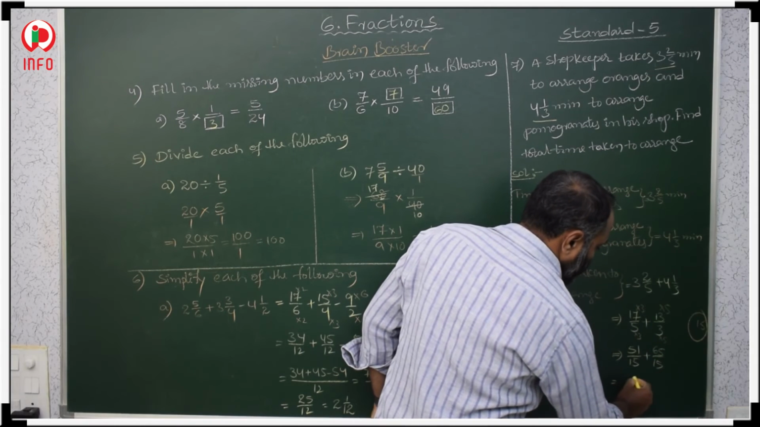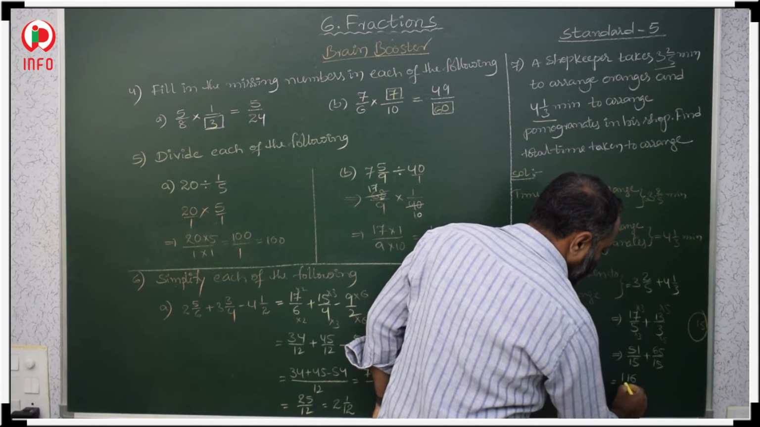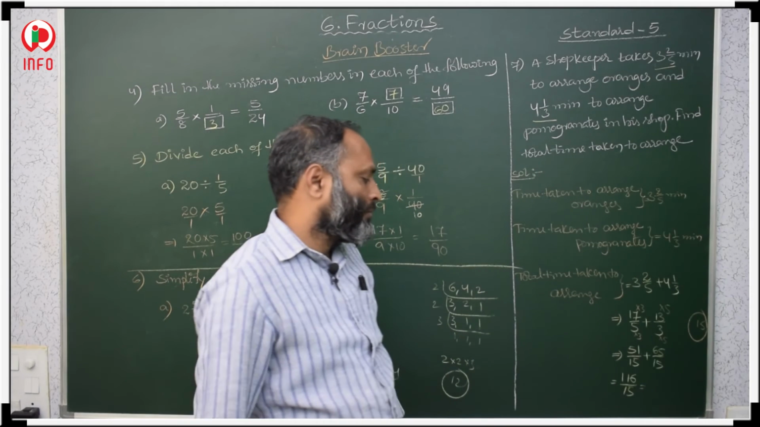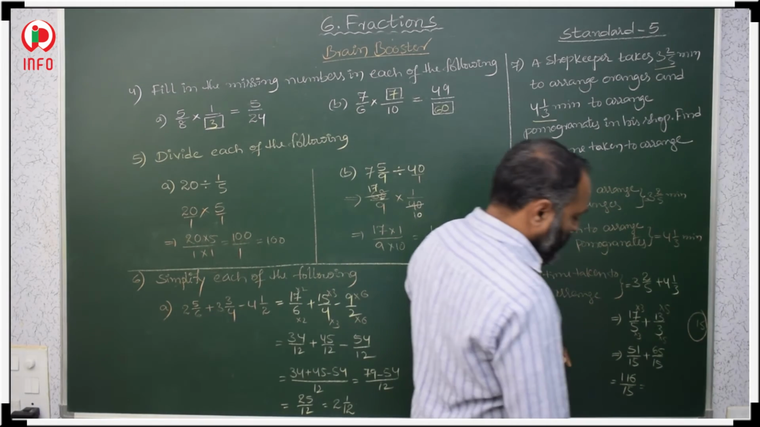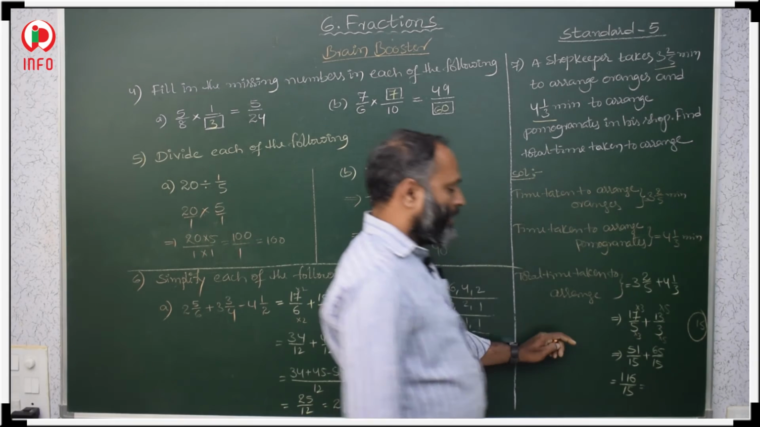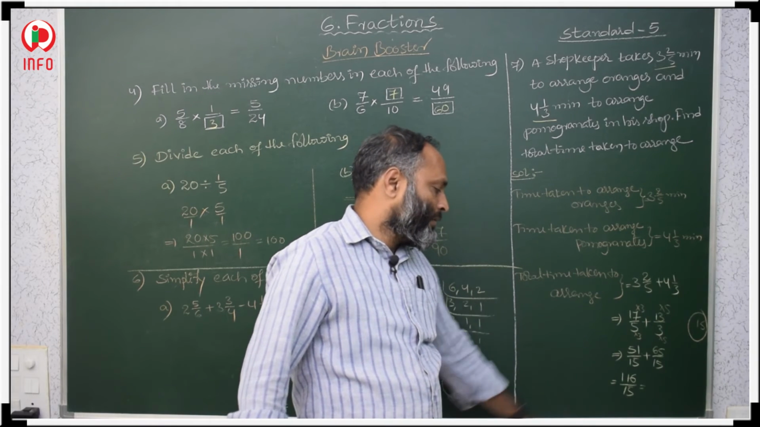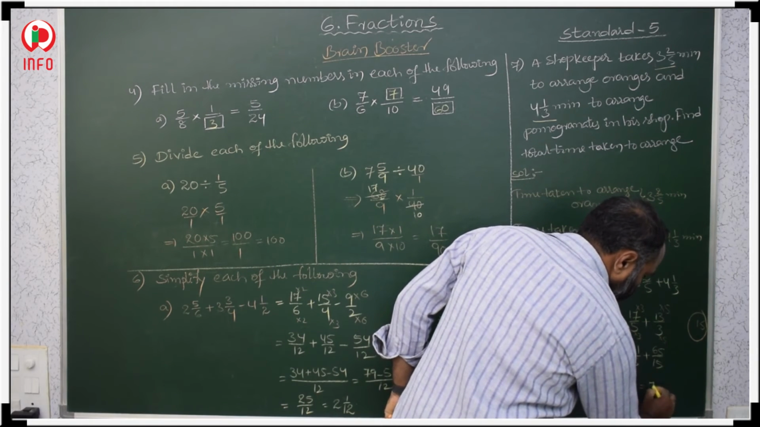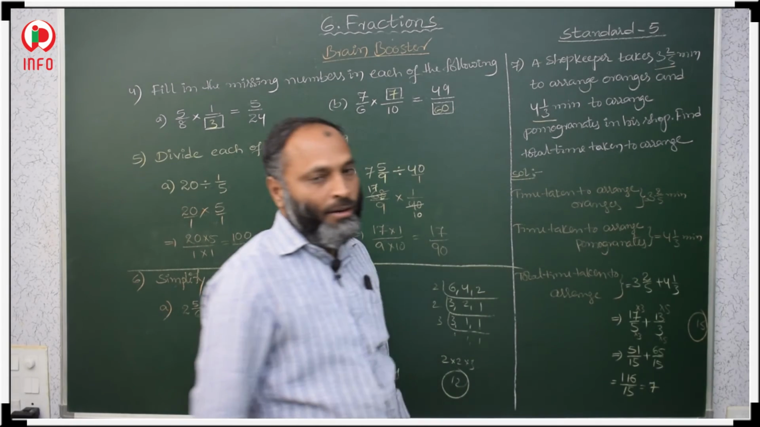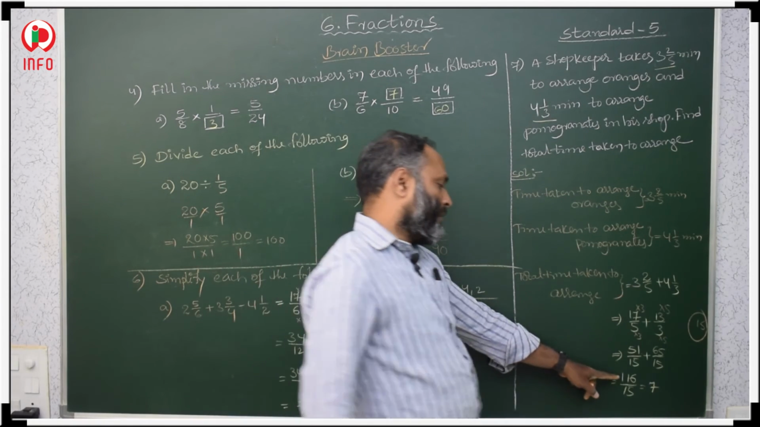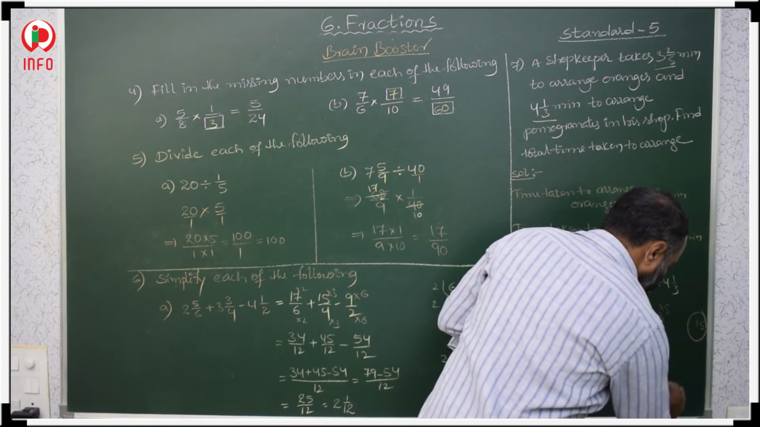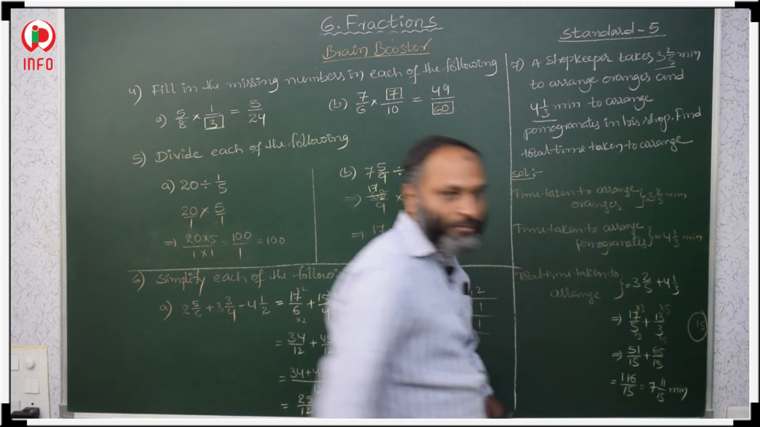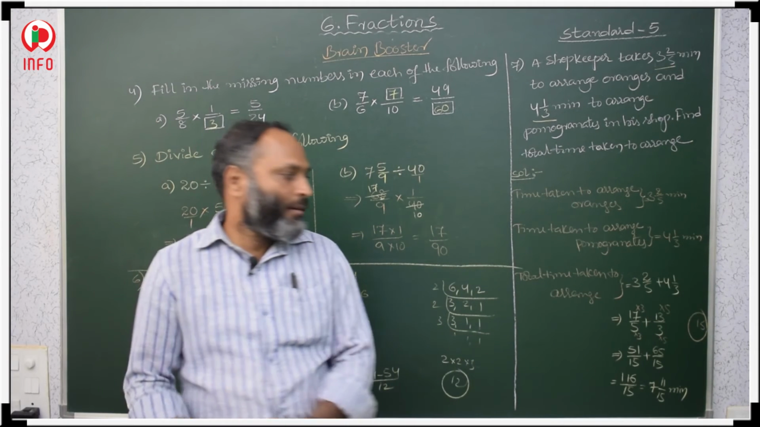That is 116 by 15. 15 6s are 90, 15 7s are 105. So 7 1 by 11 by 15 minutes, that is 7 11 by 15 minutes.